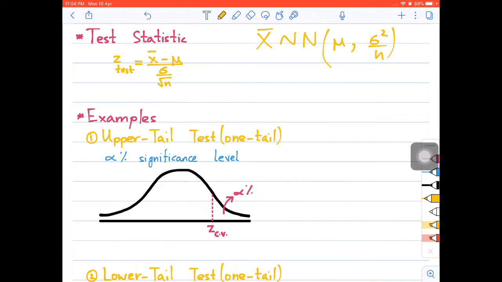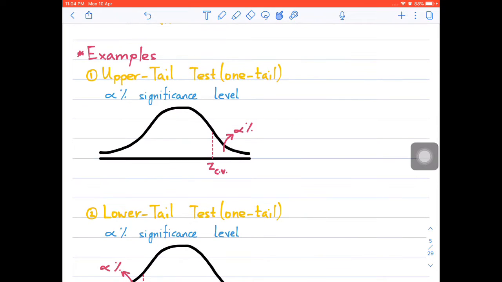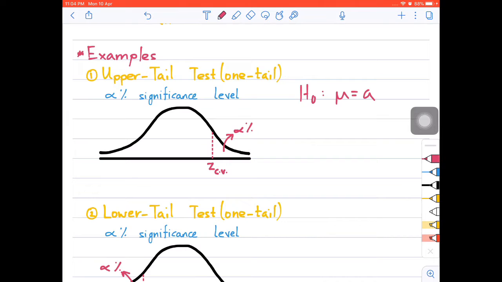Okay, so now to understand this better, let's say there is an upper tail test in which we're given, for example, h naught is mu equals a, h1 is mu is greater than a, and it's given that test this at a 5% significance level.